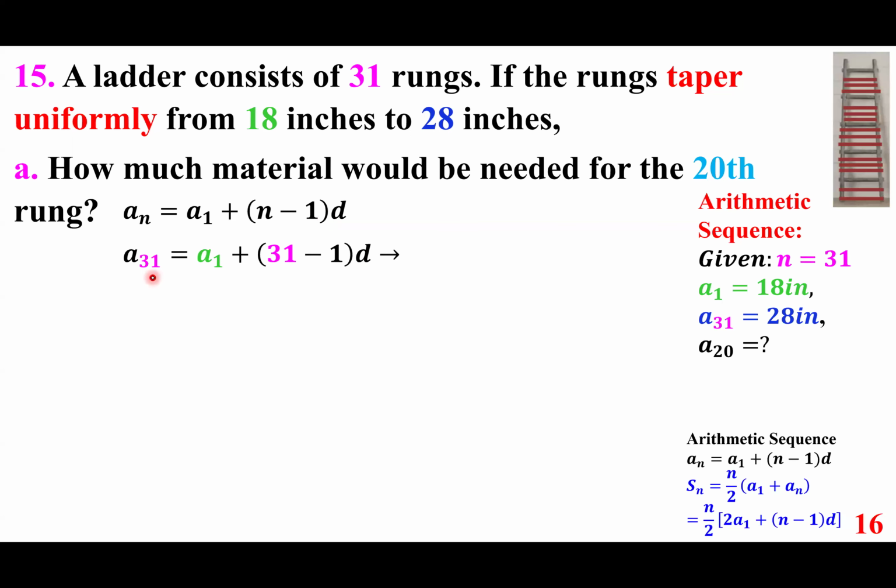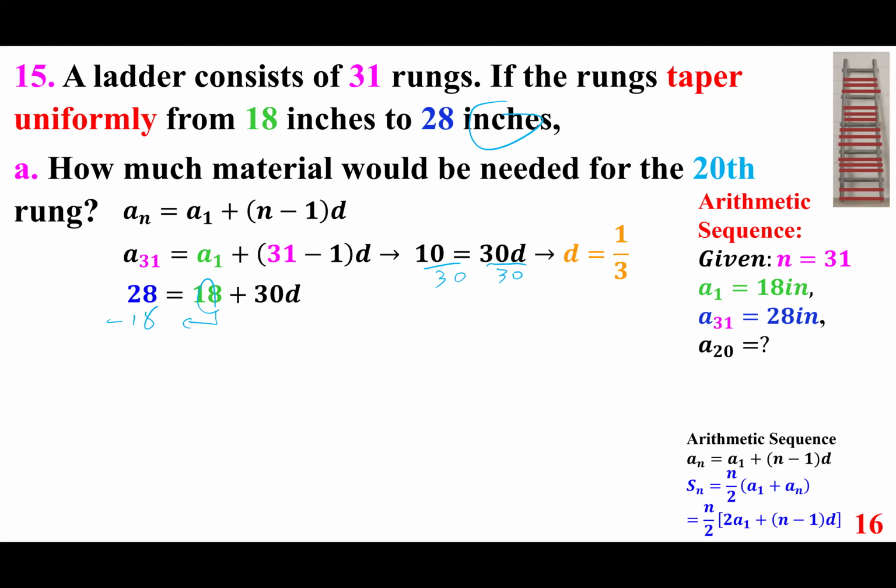So A sub 31, n is 31, is A sub 1 plus n minus 1 times d. We replace the A sub 1 with 18 and n with 31. 31 minus 1 is 30. So we subtract 18 from 28. We get 10, divide by 30, and d becomes 1/3. Of course, the units, inches.